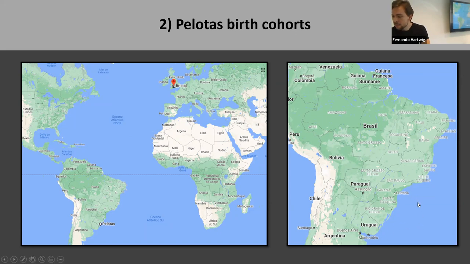And here is a zoom into Brazil. So we can see here that Pelotas is right about where I'm pointing at the map. Right? You can see my pointer, right? Can you see it? Yeah. Okay, good. So Pelotas is right about there, at the extreme south of the country, very close to the border with Uruguay, but also at the coast because Brazil does this, right?